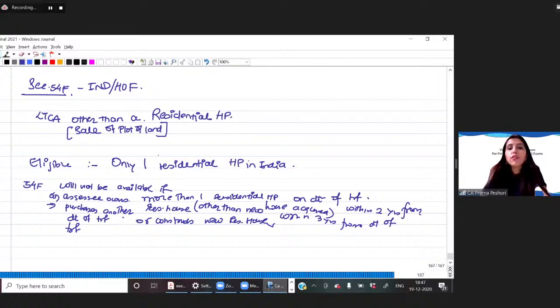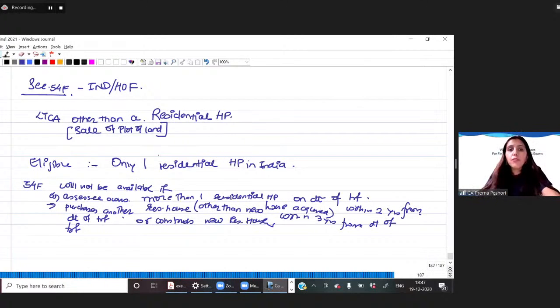Right? So 54F will only be available when you do not have any house property, like you exchange other than house property for a house property. Clear? Is it clear? Any doubt till now? So the assessee should not purchase any other residential house within a period of 2 years, or construct any other residential house within a period of 3 years. Clear? So only one residential house. In 54 you could have 2 residential houses, but in 54F you have only one residential house which you could purchase. Right? Clear till now?